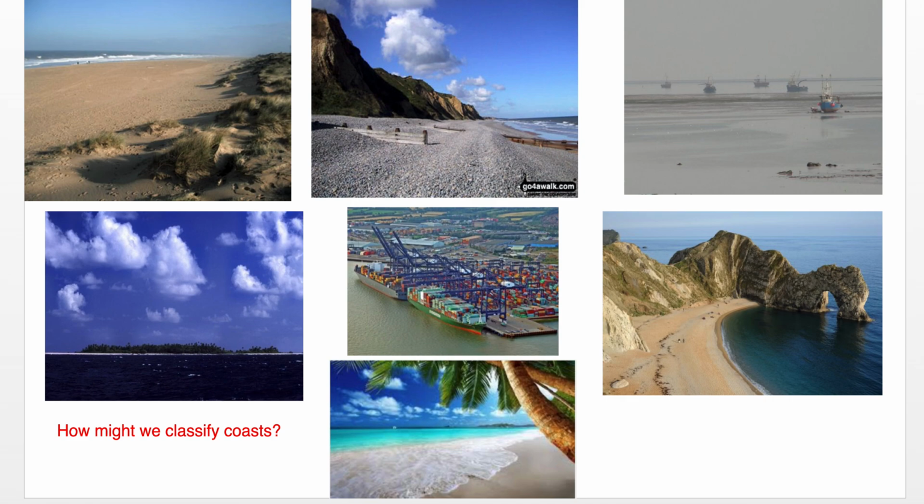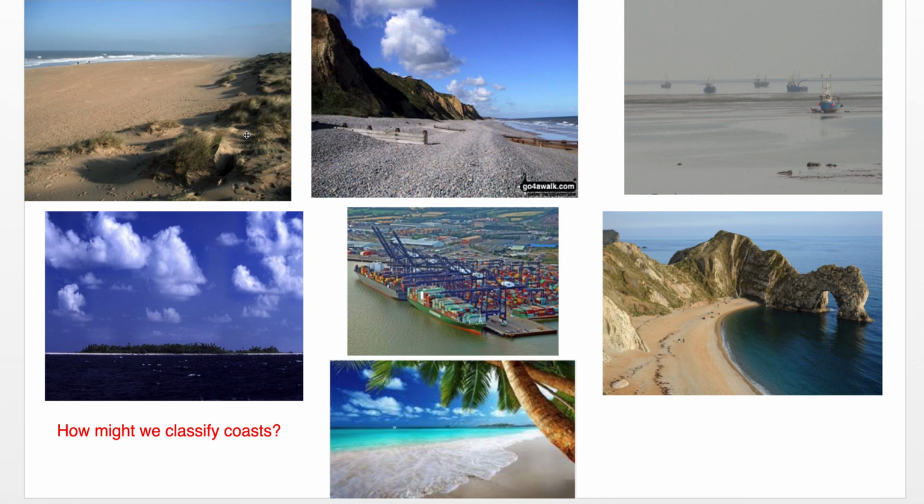If we look at this slide, we can see a number of different coasts around the world. We can see a container port in the centre, a few tropical islands down at the bottom left, and over here at 3 o'clock we've got Durdle Door in Dorset, which is a very famous sea arch. Here we have quite a flat estuary area, it looks like an estuary with some fishing boats. Here we have a lovely shingle beach with some fairly collapsed sandstone cliffs, and here we have a typical beach sand dune. But how might you classify these coasts?